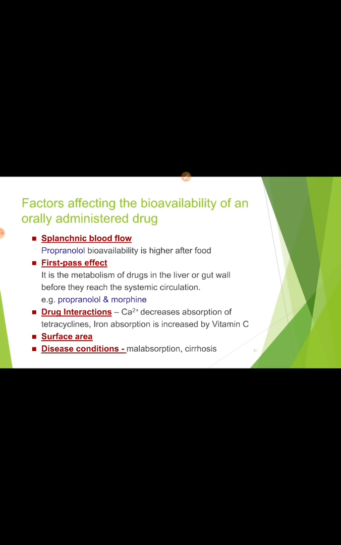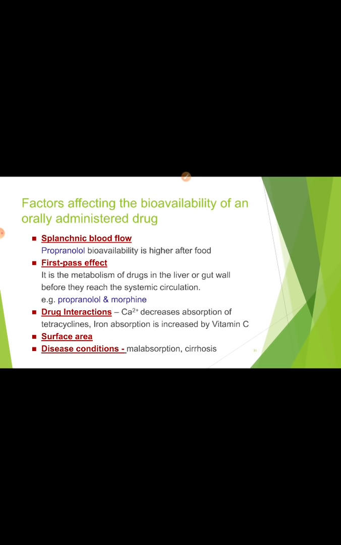So many of the drugs which are given by oral route undergo this first pass metabolism, and a very minimum quantity of the drug reaches the blood circulation. Examples of such drugs are propranolol and morphine. The next factor affecting bioavailability is drug interaction. We have studied that calcium, when given with tetracycline, forms an insoluble complex. Or iron: in the market, iron is usually combined with vitamin C in the preparation itself, or a separate vitamin C tablet is given along with the iron preparation to increase its absorption.